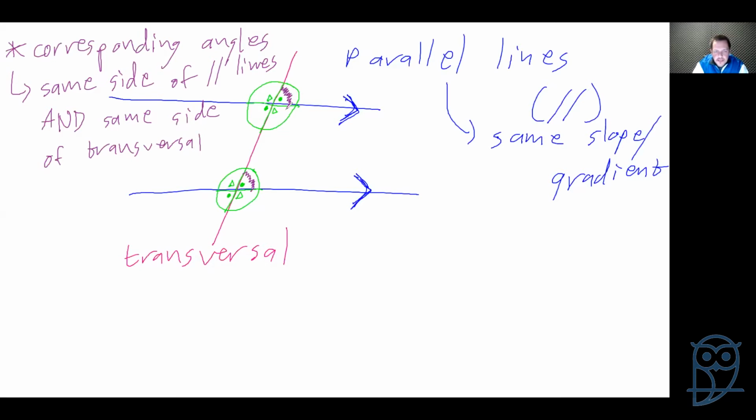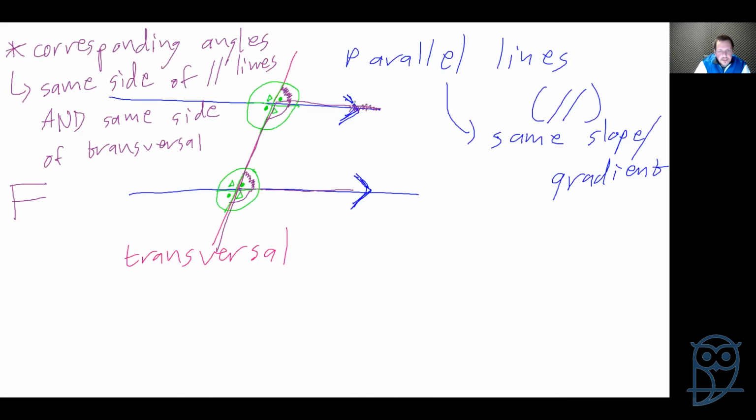So we notice this angle is above my blue parallel lines in both of them, and it's also on the right of my transversal. So we can do this with a whole bunch of angles. So if we take that one and that one, they are also corresponding. This one and this one are corresponding, this one and this one are corresponding. So this is generally known as the F of parallel line angles. And that is because you can actually create an F shape.